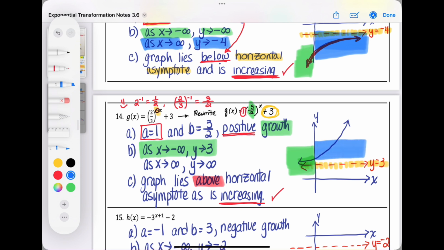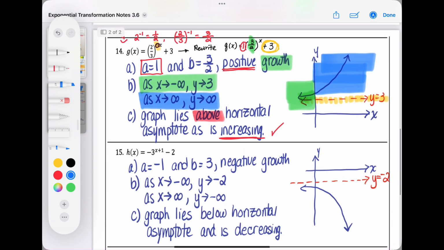So when you take a look, as my x value gets more and more positive, my y keeps going positive infinitely. And that's it. When there is a picture, the answer is in the picture. All right, moving on. Number 15.